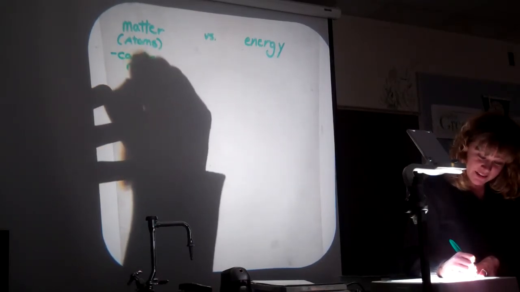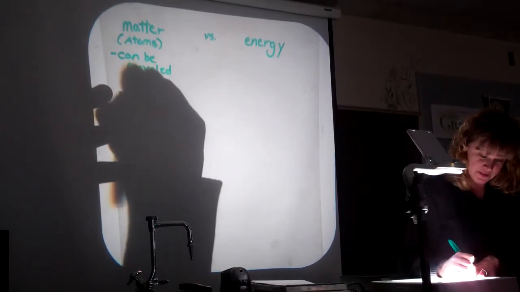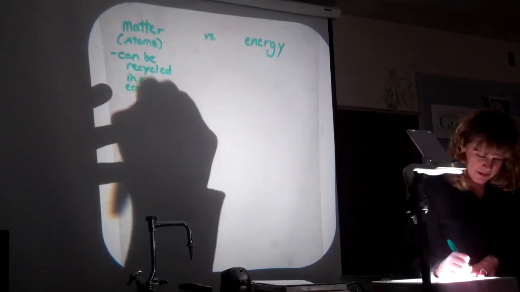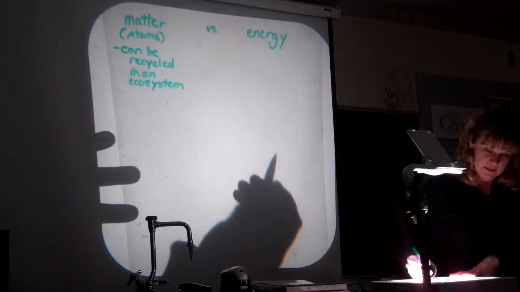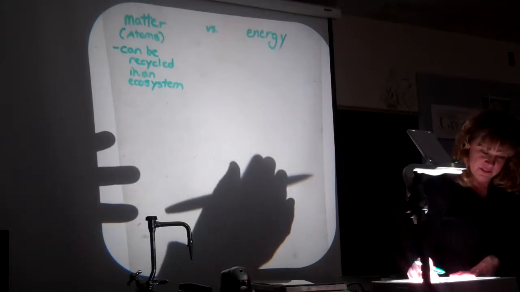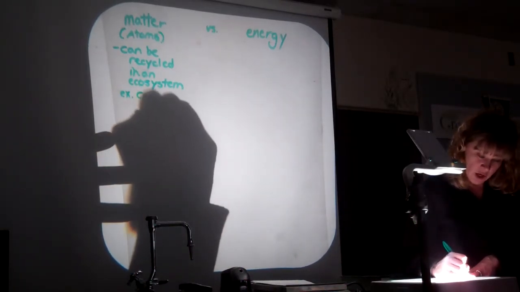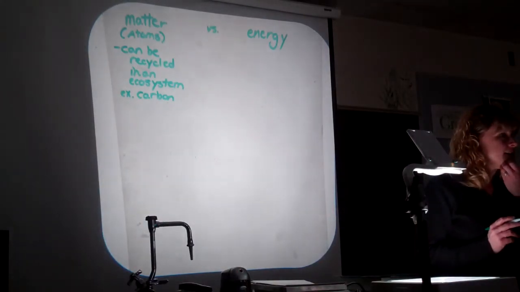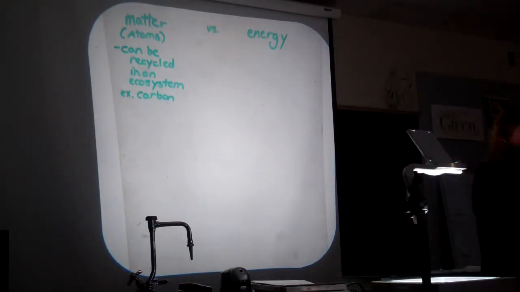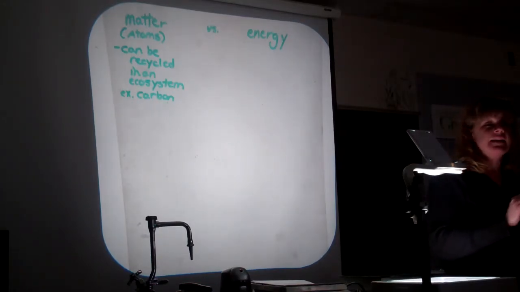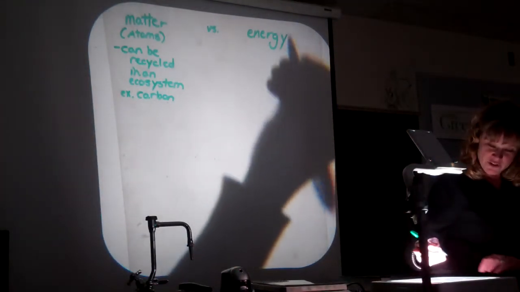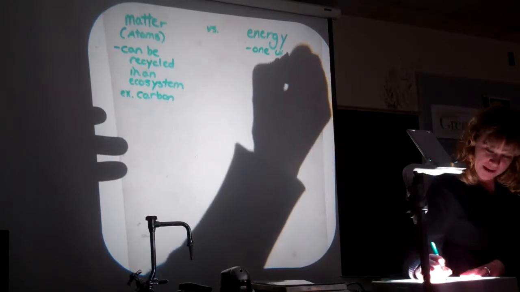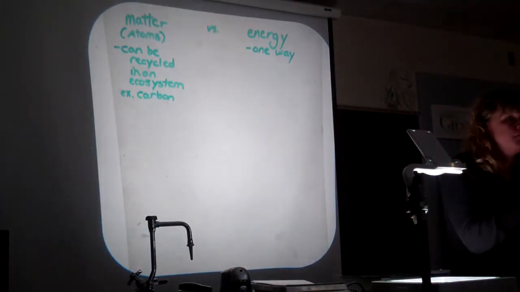can be recycled, I guess you can kind of say, in an ecosystem. Here's what I mean by that. Let me give you an example. Matter can be recycled in an ecosystem, or it can cycle in an ecosystem. For example, carbon. Carbon is an atom. Carbon can actually take different forms depending on if it's in the air, if it's in the land, if it's in a rock, if it's in an organism. It moves, okay? And it moves places all the time. Energy is kind of a one-way ticket. Energy can't really be recycled.